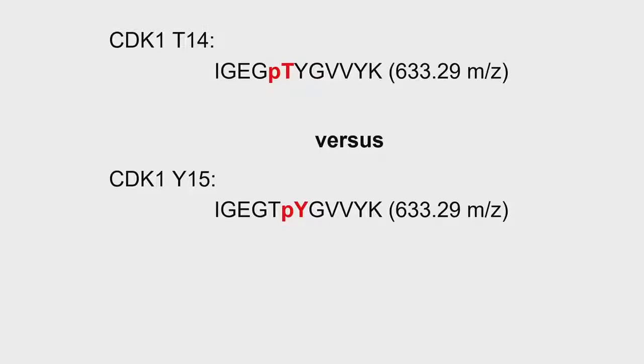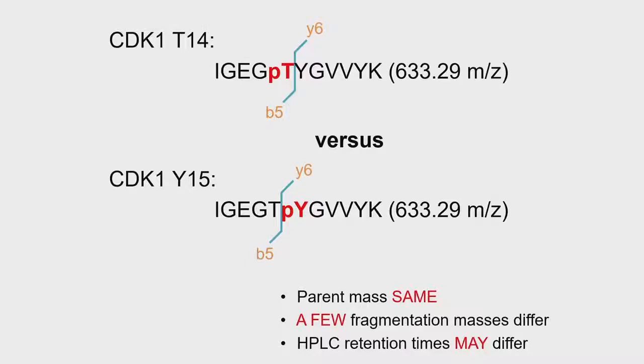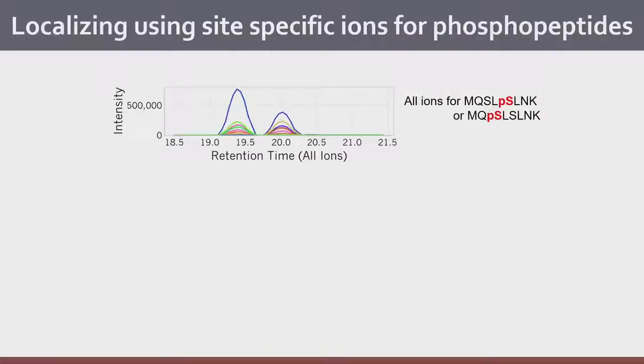So if you have these two different phosphorylation sites, both of them have very different functions. They have exactly the same mass, exactly the same elemental composition, and a few fragment ion masses may differ. Retention times may differ, or they may not. So look at these peptides.